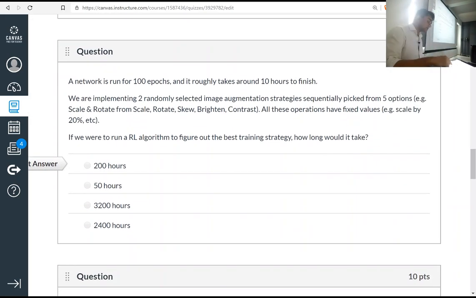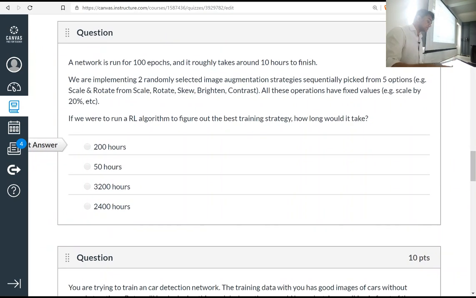Okay, a network is run for 100 epochs and it roughly takes around 10 hours to finish. We are implementing 2 randomly selected image augmentation strategies picked from the 5 options. If we were to run reinforcement learning to figure out the best training strategy, how long will it take to train this algorithm? 10 into 10 plus 100. But extra data, it will take 100 hours. And then main training data, it will take 100 hours. Is this clear then? Quiz question? I didn't hear what he said.